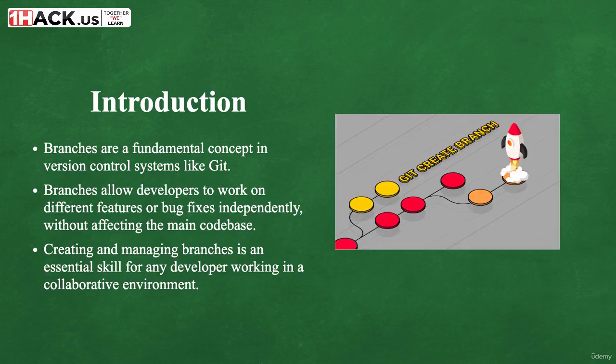Welcome to this presentation on creating branches. In this presentation, we will explore the concept of branches and how they are used in version control systems like Git. Branches are a powerful feature that allow developers to work on different features or bug fixes independently without affecting the main codebase. This is crucial in a collaborative environment where multiple developers are working on the same project.